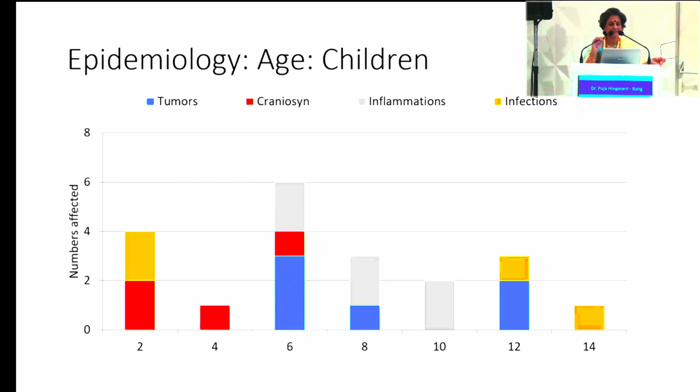Again, we see that craniosynostosis is more predominant in the earlier pediatric age group. The infections are at both ends of the pediatric age group, and the inflammations and tumors are spread somewhere in the middle of the pediatric age group. Our eldest child was around 13 years old. So it was from 2 to 12 plus or 13.